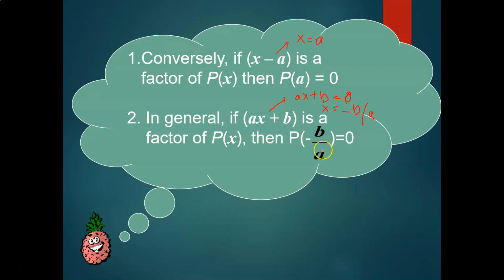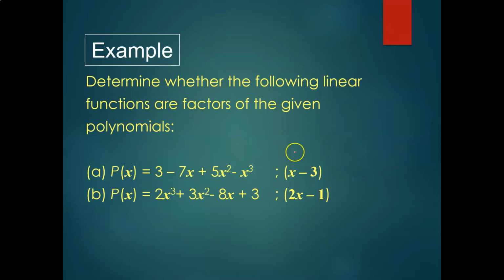Okay. So itu bermaksud, itu yang dia maksudkan dengan factor theorem. Factor theorem means dia dalam sebutan macam ni. Is a factor. This one is a factor. Kalau dia punya remainder, bila you substitute the thing into the polynomial, you get 0. Okay, let's see the example.